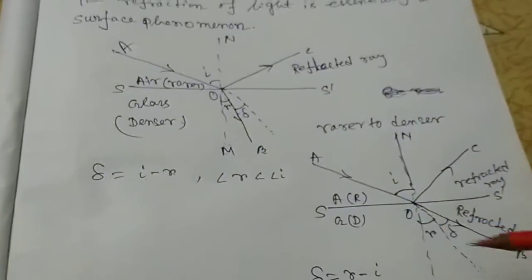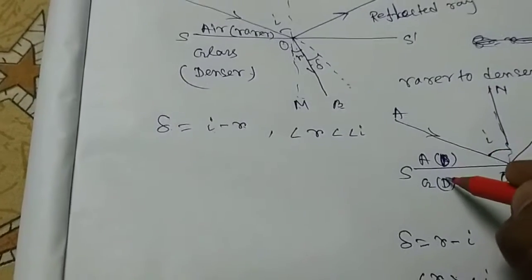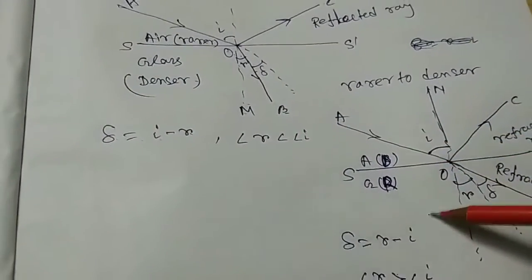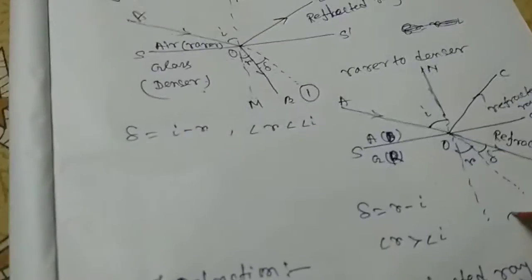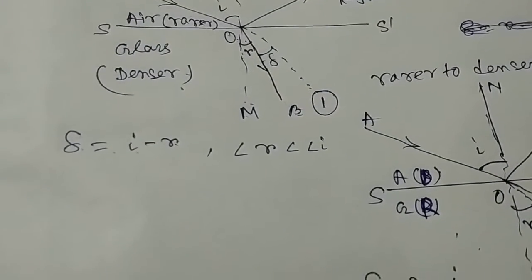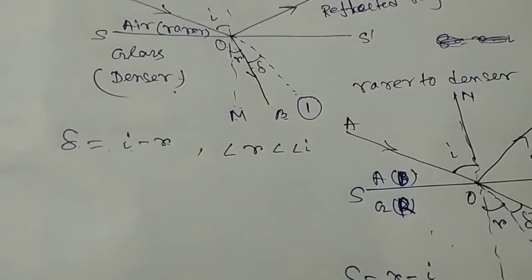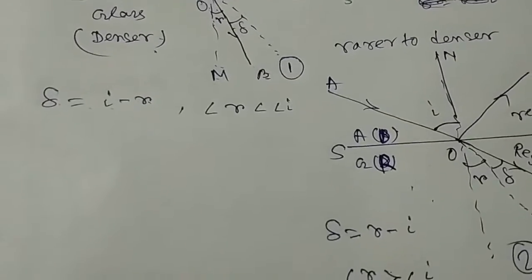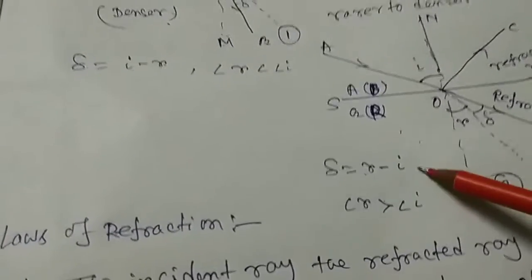Second condition, when a ray of light travels from a denser medium to a rare medium, figure 1 rare medium to denser medium, figure 2 denser medium to rare medium, it bends away from the normal. The deviation of the ray, delta, equals R minus I.